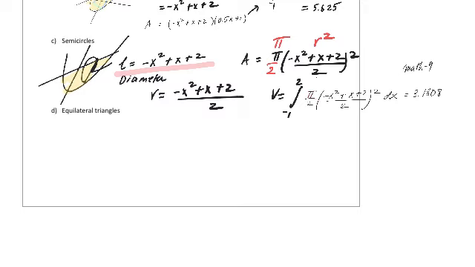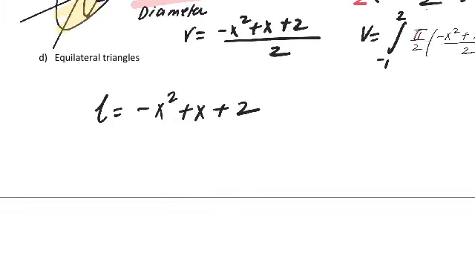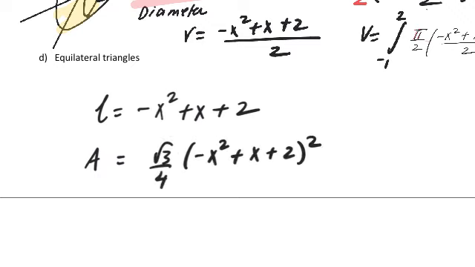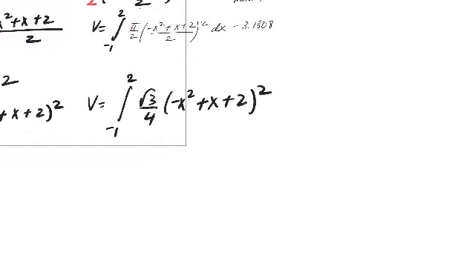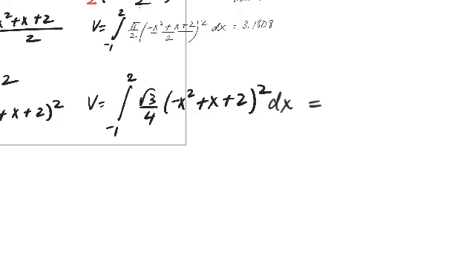Equilateral triangle. So for an equilateral triangle, your length will be the same. That's the length of the side of the triangle in the yellow region. Area is going to be rad 3 over 4 times length squared. That's the area of an equilateral triangle. The volume integral will be negative 1 to 2 of rad 3 over 4 times negative x squared plus x plus 2, all squared. Be super careful when you put these into your calculator, and you're going to come out with this answer.